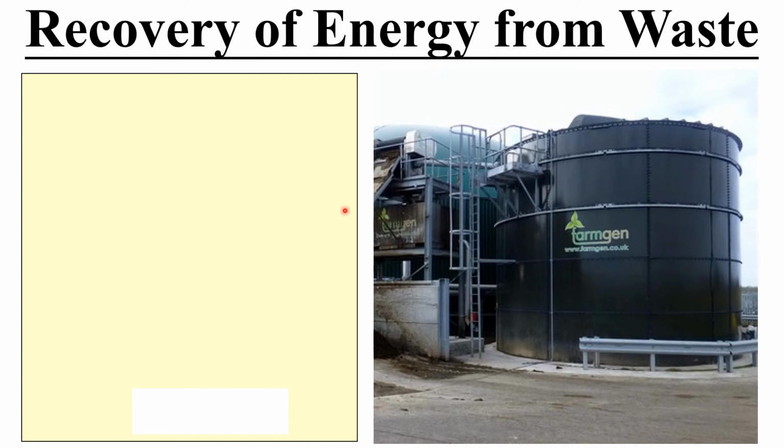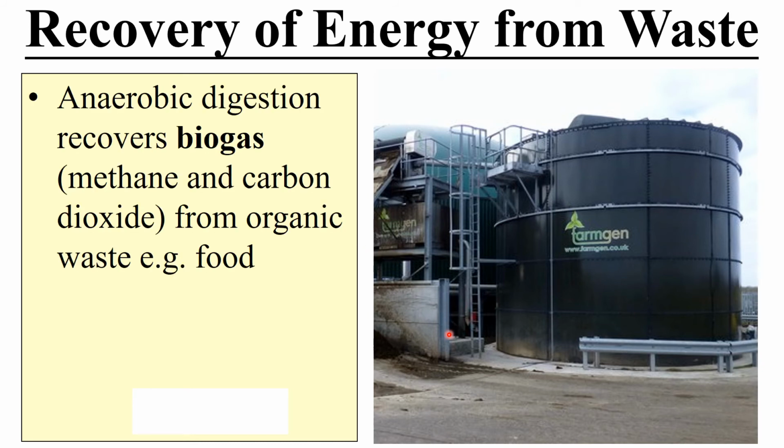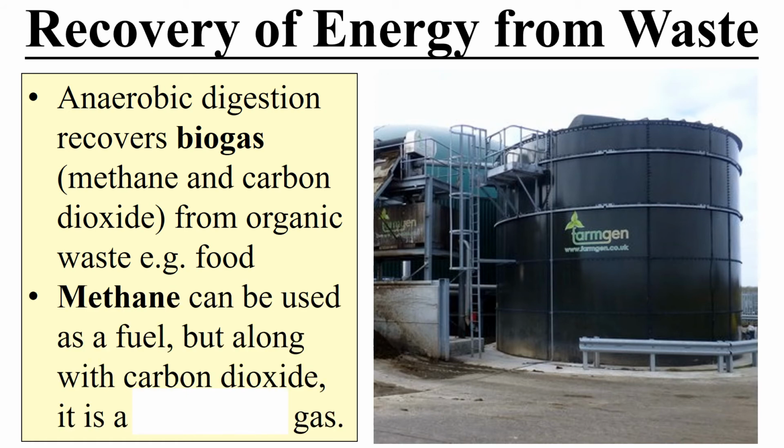So moving further down, we're getting to the least favoured options. You can recover energy from waste. We looked at this for sewage treatment. If you've got organic waste like food, you can use microorganisms to carry out anaerobic digestion. It just means they're digesting the food in the absence of oxygen, and you get methane and carbon dioxide produced. Problems though: methane and carbon dioxide are both greenhouse gases, so they can be used, but you're producing something which is harmful to the environment.